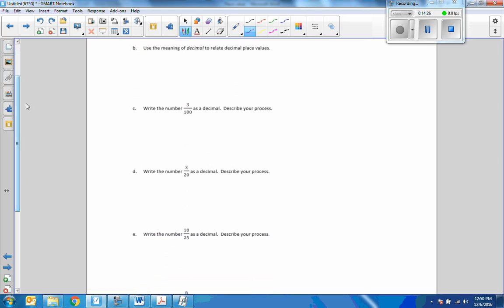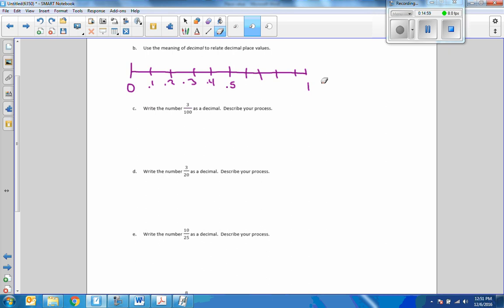Okay. B. Use the meaning of decimal to relate decimal place values. So here's how it works. If I have a number, I put 1 way out here and 0 here, and then I split this, there's half. 0.1, 0.2, 0.3, 0.4, and so on, 0.6, 0.7, 0.8, 0.9, let's put my one here because it's not uniform. So that is 1/10, 2/10, 3/10, 4, 5, 6, 7, 8, 9/10, and 1.